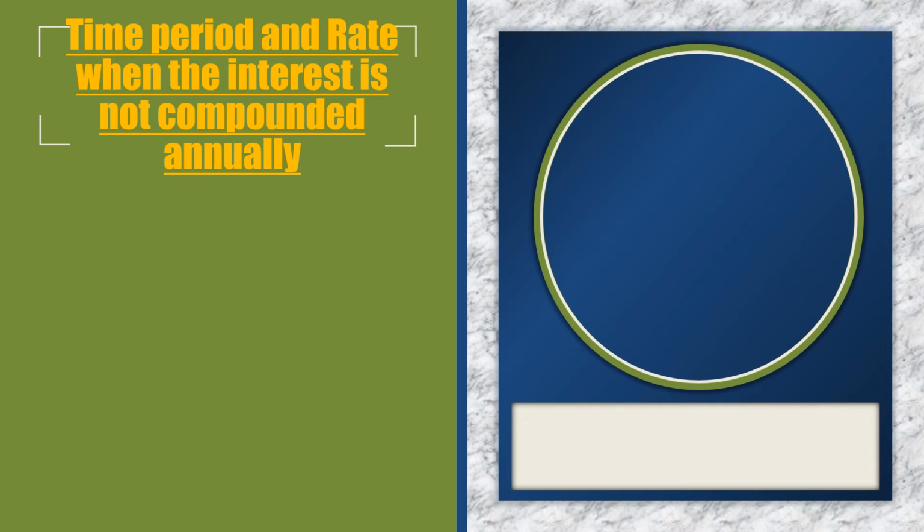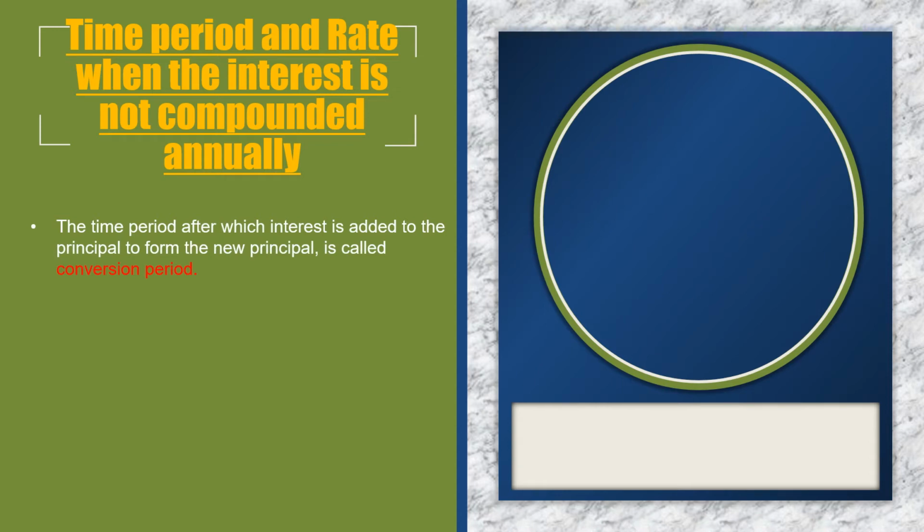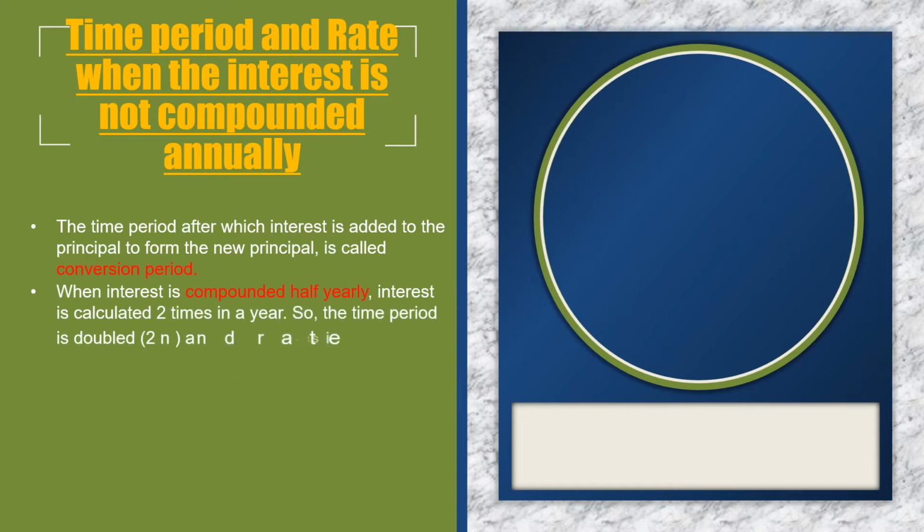Time period and rate when the interest is not compounded annually. The time period after which the interest is added to the principal to form the new principal is called the conversion period. When interest is compounded half yearly, interest is calculated 2 times in a year. So the time period, as you know, is doubled and the rate is taken as half of R, the annual rate.